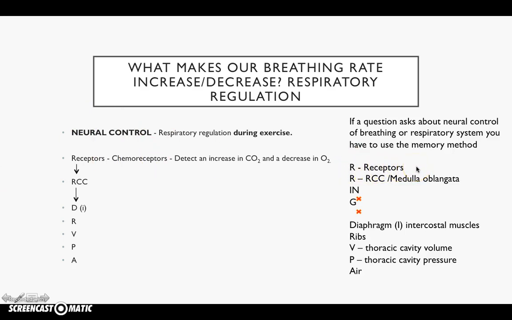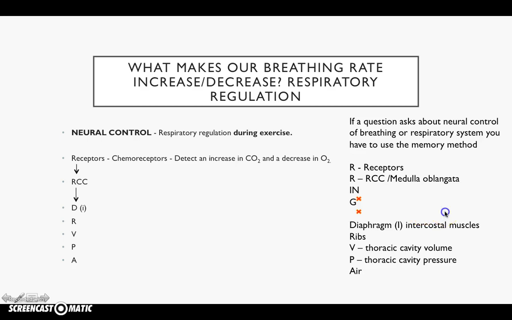So what you get from that is receptors. Chemoreceptors detect an increase in carbon dioxide. This sends a message to the RCC, which is in the brain. You can say medulla oblongata, you don't need to, you can have RCC. What does this do? This makes our diaphragm contract and flatten with more force. It makes our external intercostal muscles contract with more force, and so on. Ribs and VPA. That is how you go through this process.